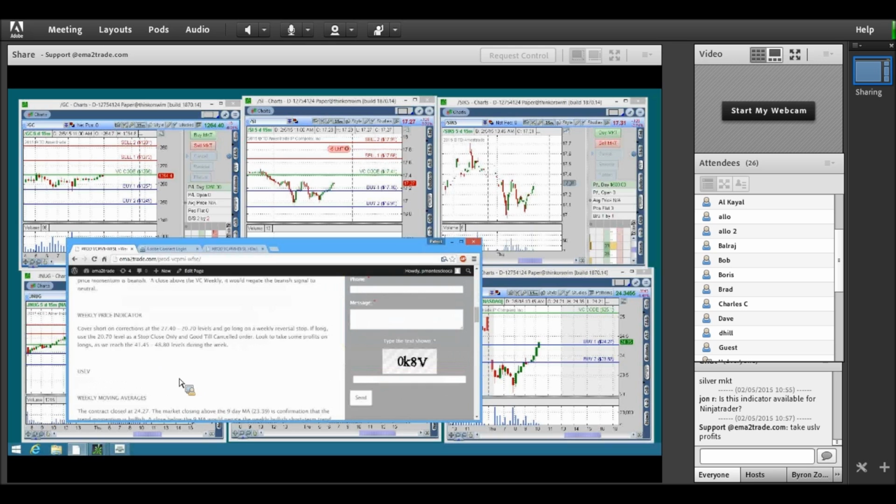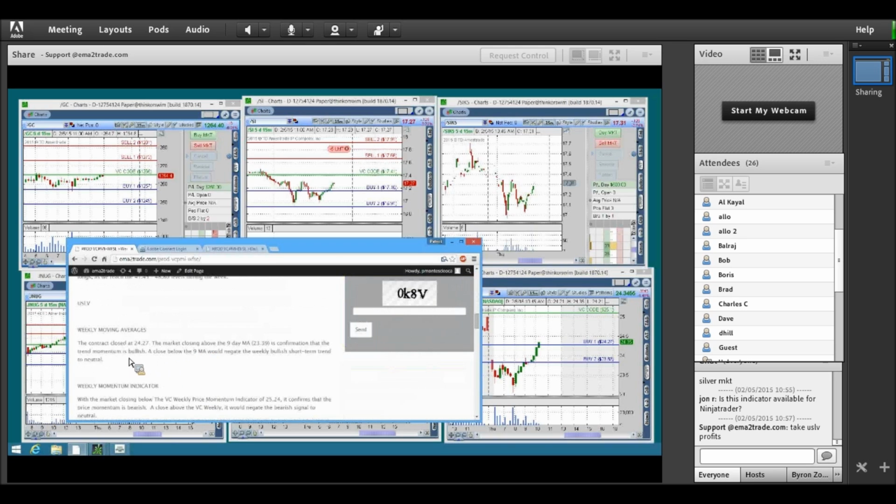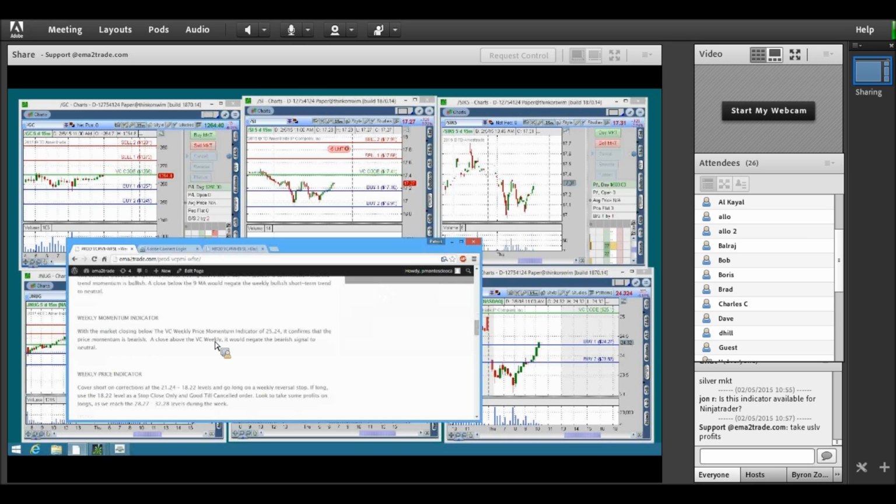And this information last Saturday told us basically that with the USLV contract closing at 24.27, the market closing above the 9-day moving average of 23.39 is confirmation that the trend momentum is bullish. But it also tells you that if we close below 23.39, the bullish trend would turn to neutral. The algorithm, with the market closing below the VC price momentum indicator of 25.24, told you that the momentum was slightly bearish coming into this week.